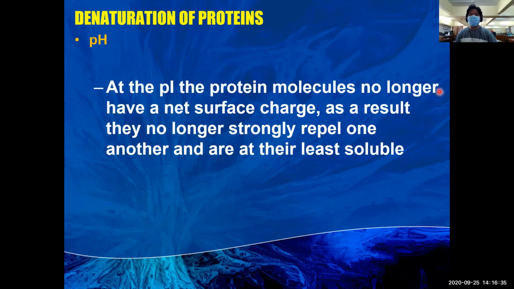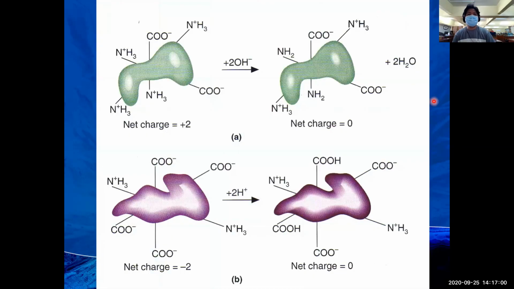At the Pi, the protein molecules no longer have a net surface charge. As a result, they no longer strongly repel one another and are at their least soluble. So that's how pH can affect the protein structures. Here is an example. We have a molecule with a net charge of positive 2 and a net charge of negative 2. Once they become neutral at their Pi, so they have no net charge, this will be the time that the molecules are least soluble.